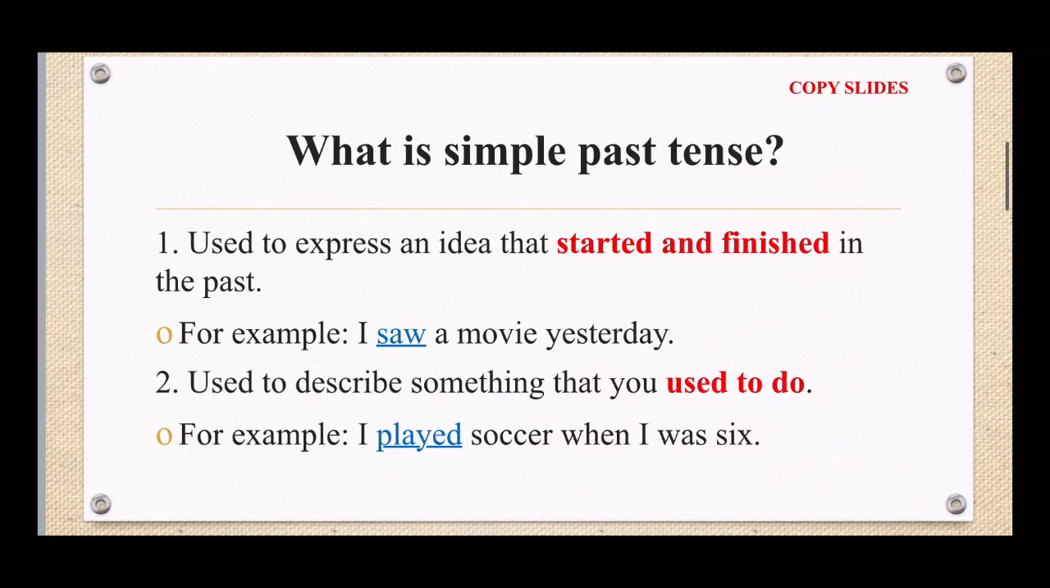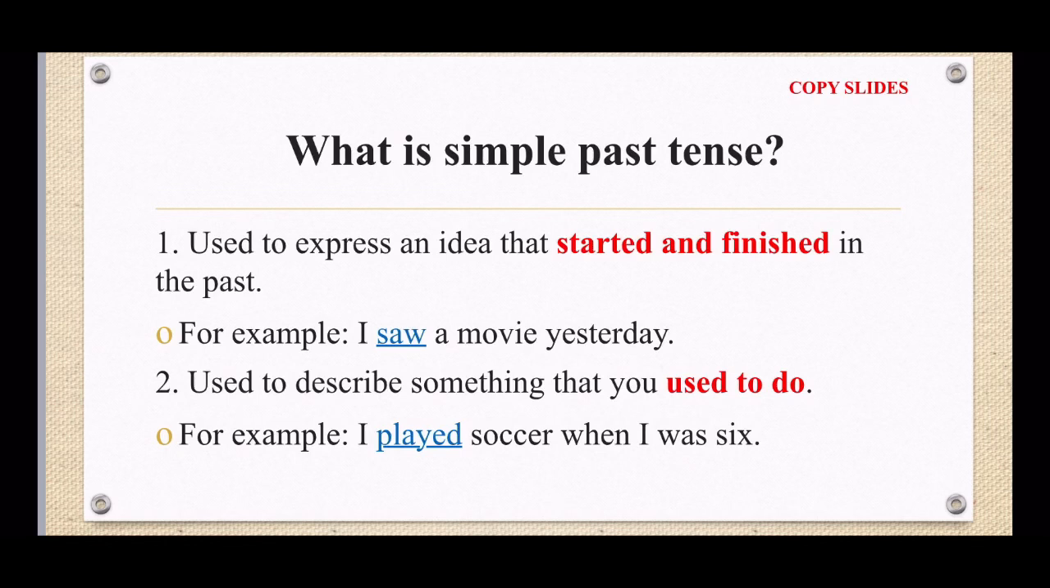So today we will be doing language, and what we'll be looking at today is simple past tense. So what is simple past tense? This is used to express an idea that started and finished in the past. For example, I saw a movie yesterday. As you can see in my sentence, I underlined saw, which tells us that it already happened and it is the past tense of the word see. So it shows us how something started and finished in the past.